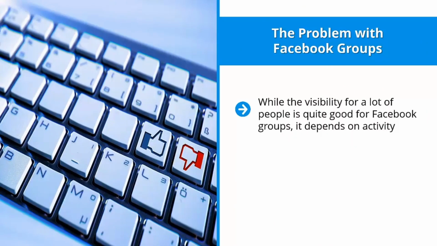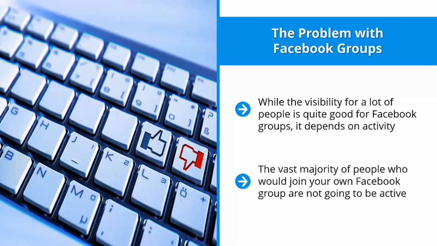If the individual group member is not all that active in your group, maybe the person isn't liking or commenting, they're not going to get as many notifications on their Facebook update section than somebody who is active. This is a big drawback. The vast majority of people who would join your own Facebook group are not going to be active. They're just there to read information. They're just there to sit back and check out what you have to offer.